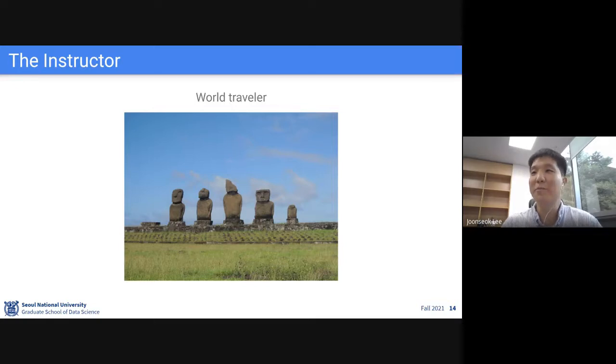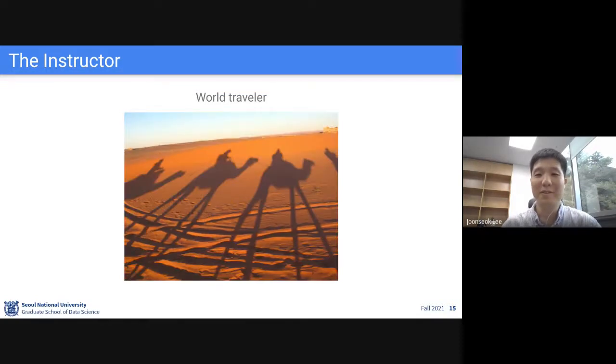Including these Moai sculptures, actually the entire island is really beautiful. So I spent there about a week, and the entire island is like just Hawaii, but it's undeveloped. So I would definitely recommend going to this place in your lifetime. This was another trip that I've done in graduate school.